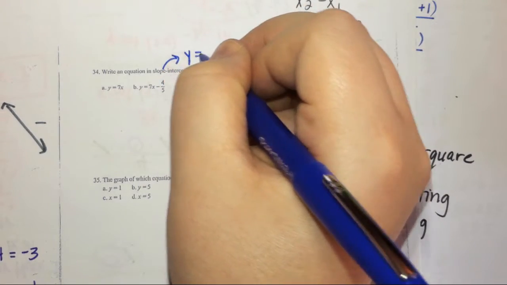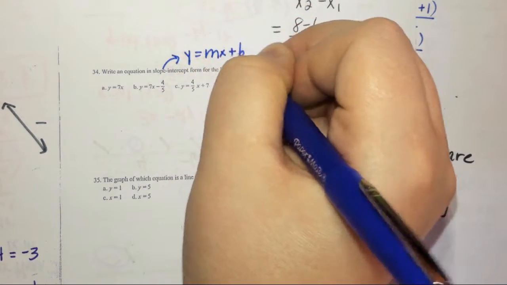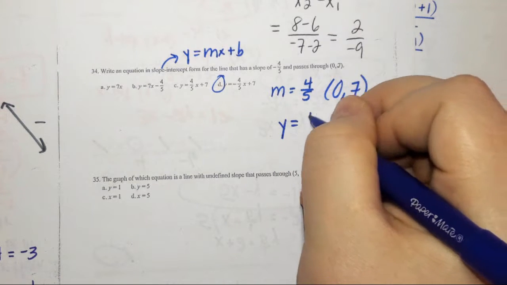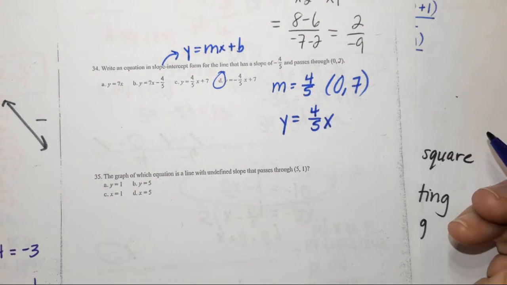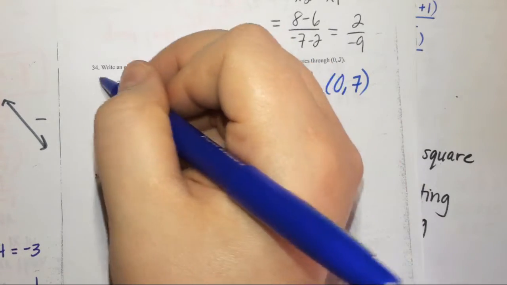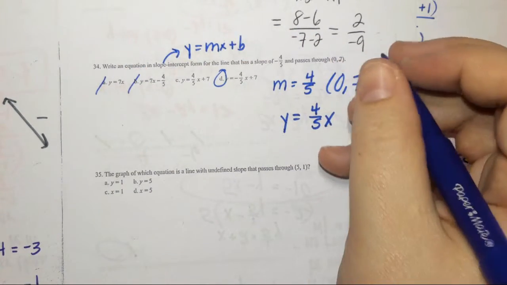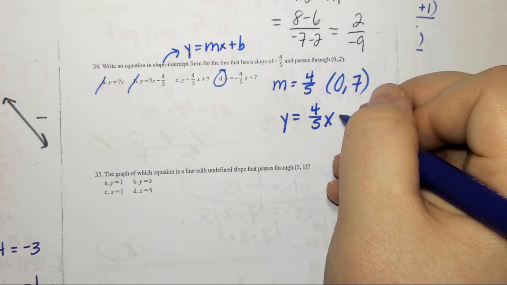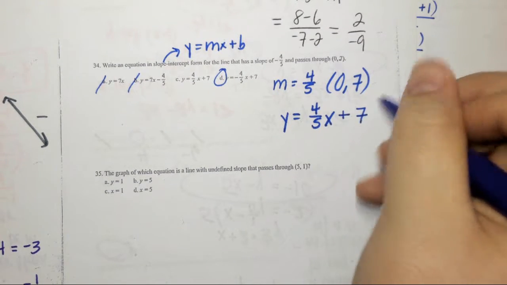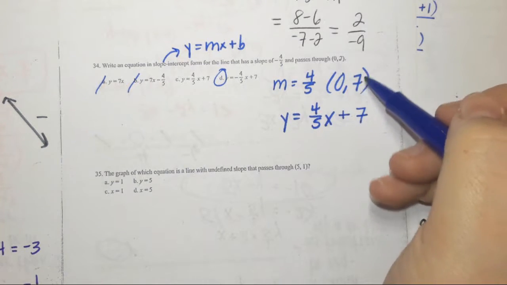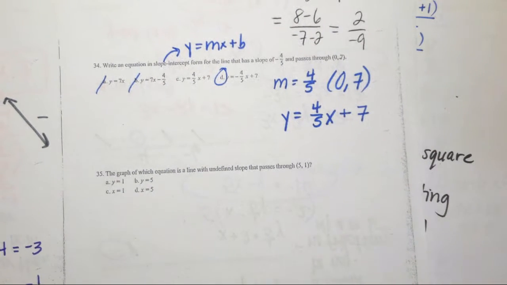Slope intercept is y equals mx plus b. So I know my m is 4/5. I knew it was 4/5 x, so I was not picking A, I was not picking B, I was picking C or D to begin with. And then I knew it was plus 7, because that b is my y-intercept. Y-intercepts happen when x is 0, so they gave you the intercept to begin with. 34 is as nice as it gets.